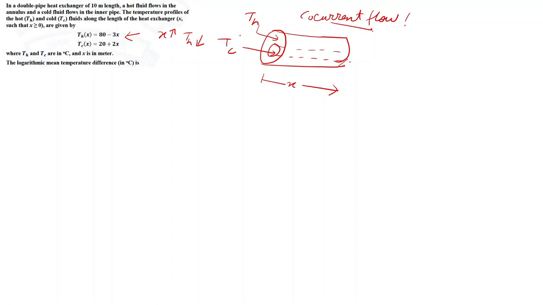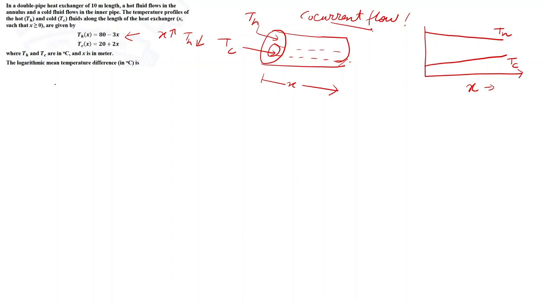Okay, so if I had to draw the temperature profile, I can draw it as, this is my x in this direction. For the hot fluid, the temperature is decreasing, so this is my TH. And for the cold fluid, the temperature is increasing, so this will become TC.